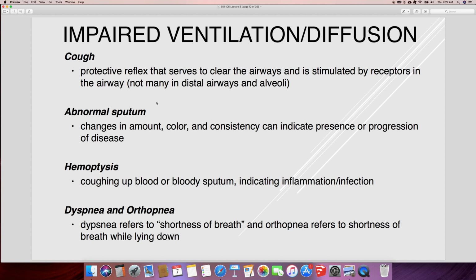So of course, changes in sputum, hemoptysis, if somebody's coughing up blood or bloody sputum, that can indicate a pulmonary problem. And then dyspnea, which is that feeling of shortness of breath, and orthopnea, which is basically shortness of breath while lying down. You see that a lot with heart failure.